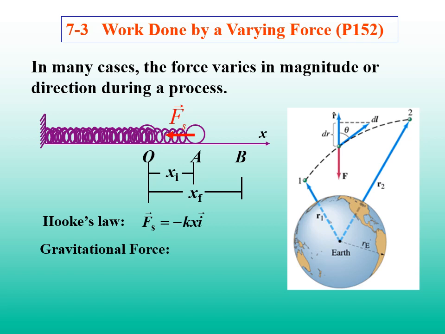Another example is a rocket moving away from Earth. The work is done to overcome the force of gravity, which varies as the inverse square of the distance from the Earth's center.